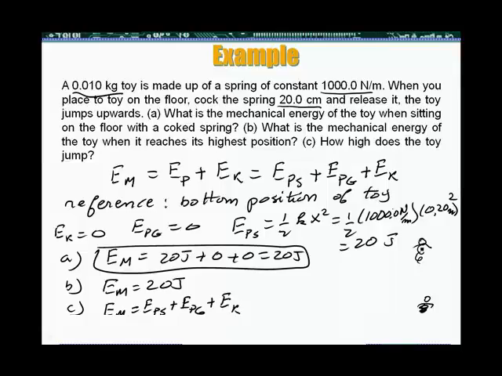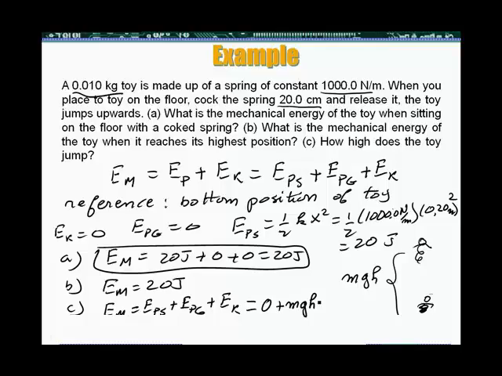Now, at the topmost position, the spring is not compressed or stretched. It's going to reach equilibrium position, as it was when the toy was coming off the ground. So then my spring potential energy is going to be 0. No compressed or stretched spring. My gravitational potential energy relative to ground is going to be mgh.